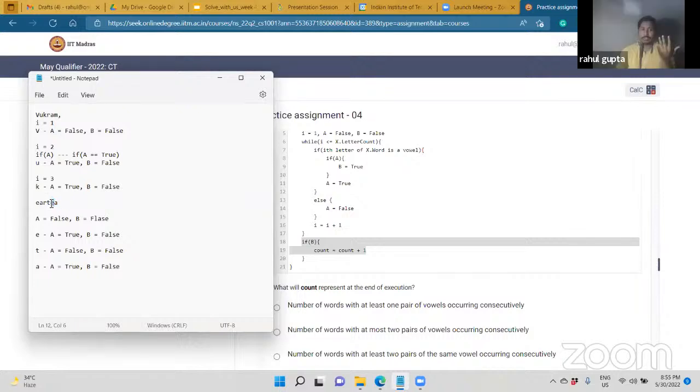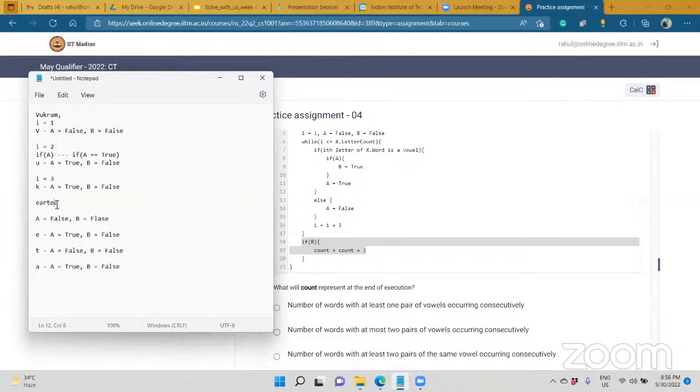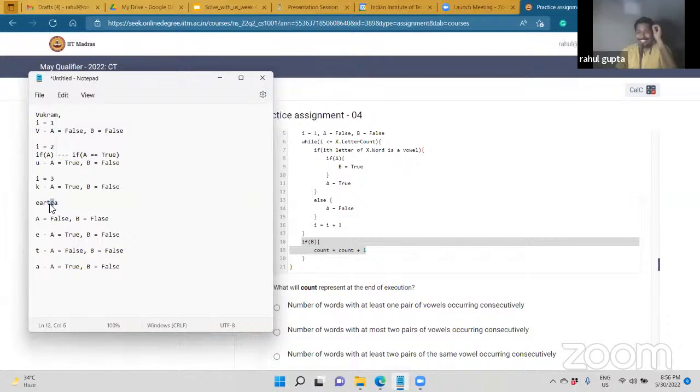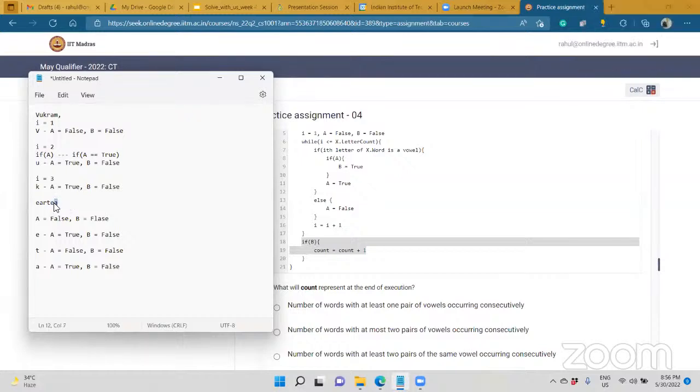Why? Because for T, A was false. Yes, sir. It will not end. But B is remaining true, isn't it, sir? That's what I'm trying to say. B is still true, you are saying. Yes, sir.